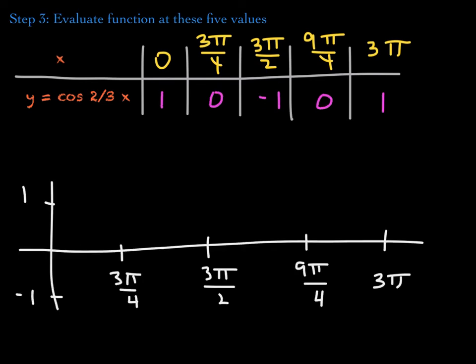All right, to get us started, I have labeled my axes. I start at 0, 1, that's a maximum. I drop down to an x-intercept here, down to a minimum here, back up to an x-intercept, and all the way back up to a maximum. Let's make that a little nicer. I have something like this, okay?